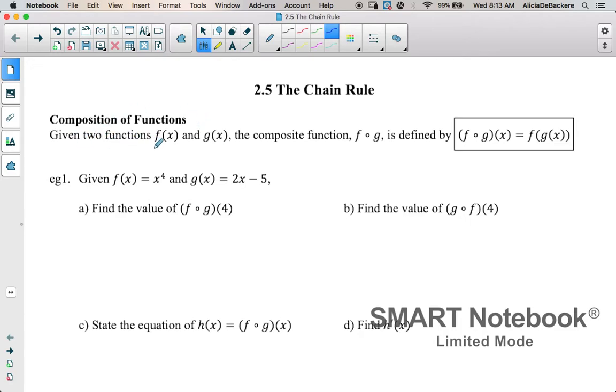So if I'm given two functions, f at x and g at x, the composite function, f of g, is defined by f of g of x is equal to f with g of x subbed in for the x, right? So this is just saying replace all the x's in the f function with whatever the equation is for g at x. And we're going to take a look at an example here.